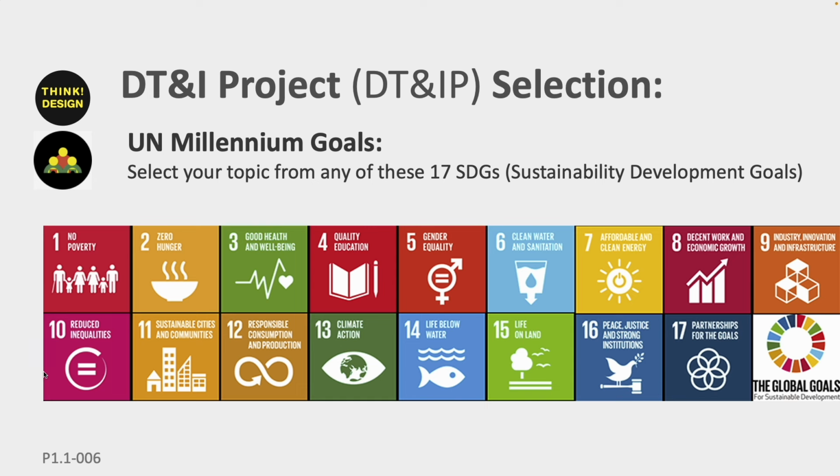They are also diverse. So, no poverty, zero hunger, good health and well-being, quality education, gender equality, clean water and sanitation, affordable clean energy, and so on and so forth. Number 13 is about climate action, 14 is about life below water, 15 is about life on land. All of them are talking about some issue, and all are important issues. So, it is a very diverse range of topics that you can choose from. So, we suggest that you select one of these subjects.